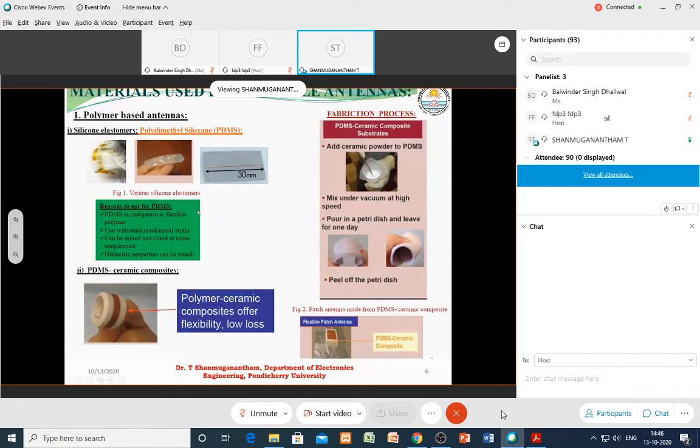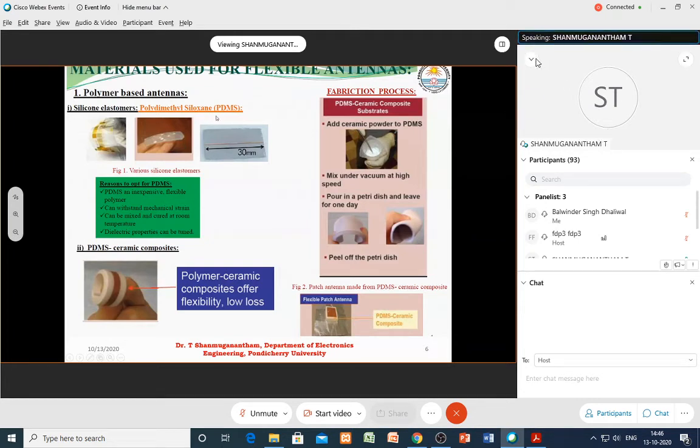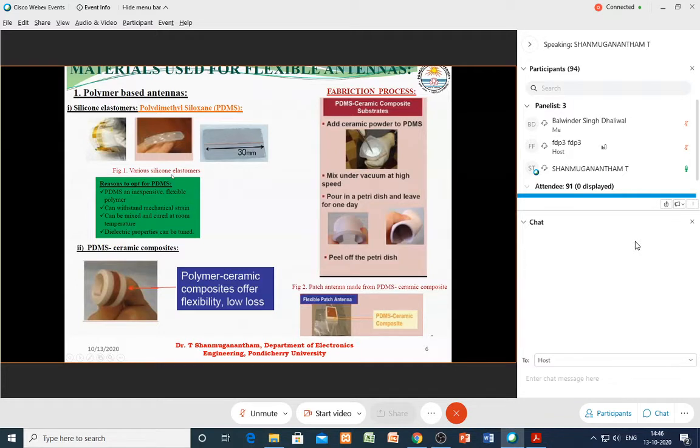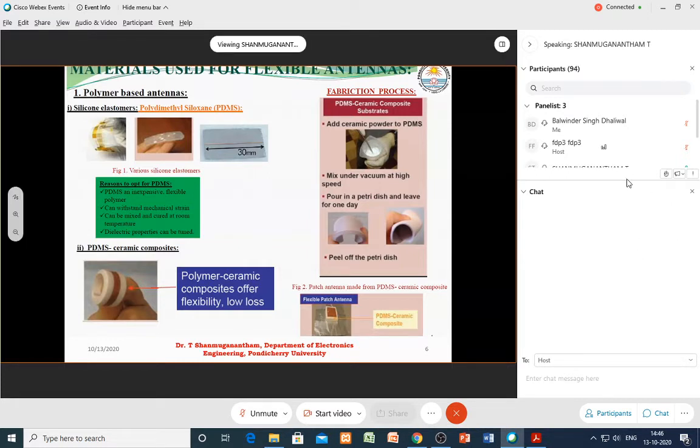Here, the first type is polymer based antennas. Polydimethylsiloxane, that is PDMS, substrates are developed for this; basically, these are polymer based materials. The uniqueness is mainly in the fabrication techniques of flexible antennas. They differ from other conventional antennas because the performance of flexible antennas is determined by the different fabrication techniques. The common fabrication techniques include wet etching, inkjet printing, screen printing, and other special methods for fabrication of flexible wearable antennas.